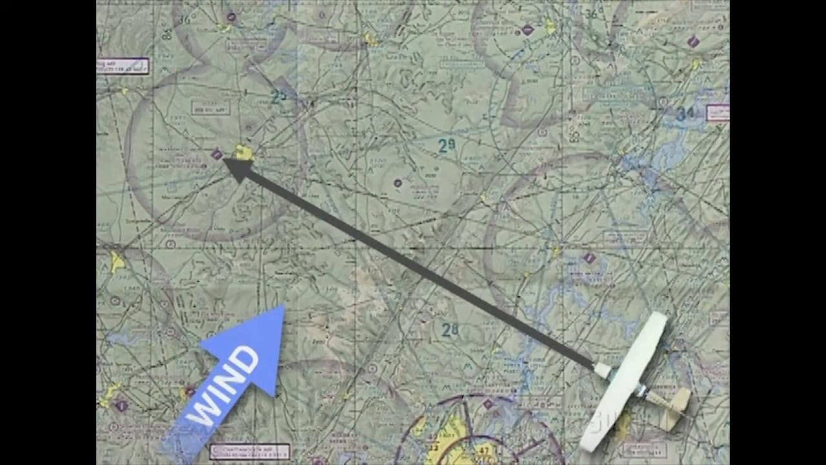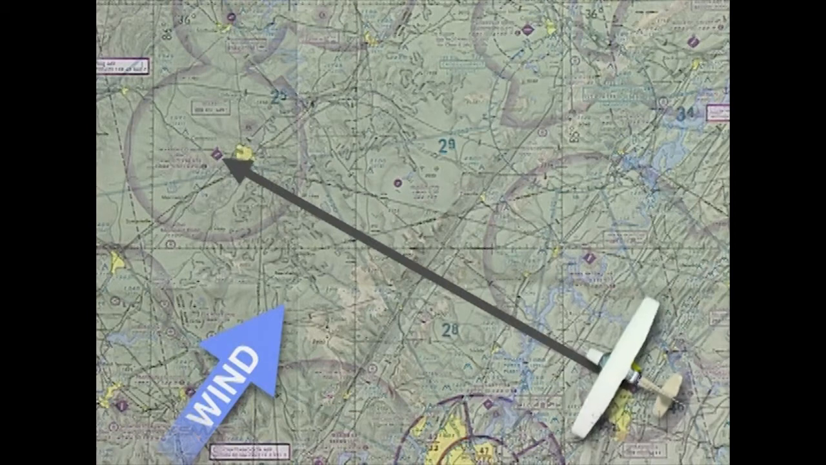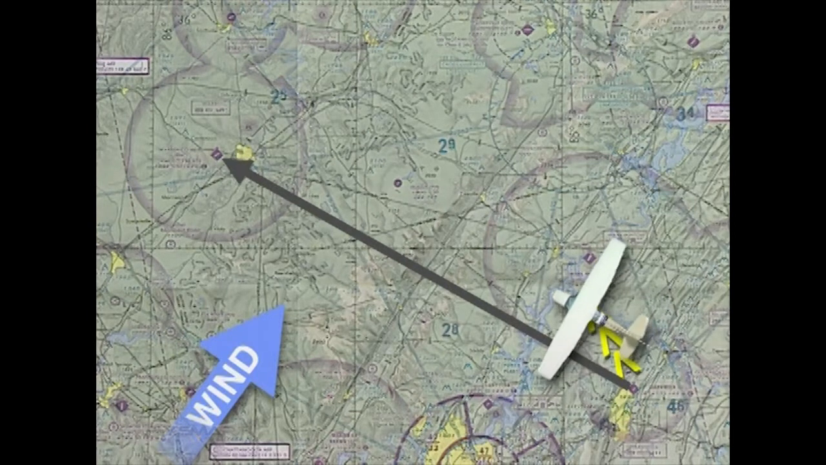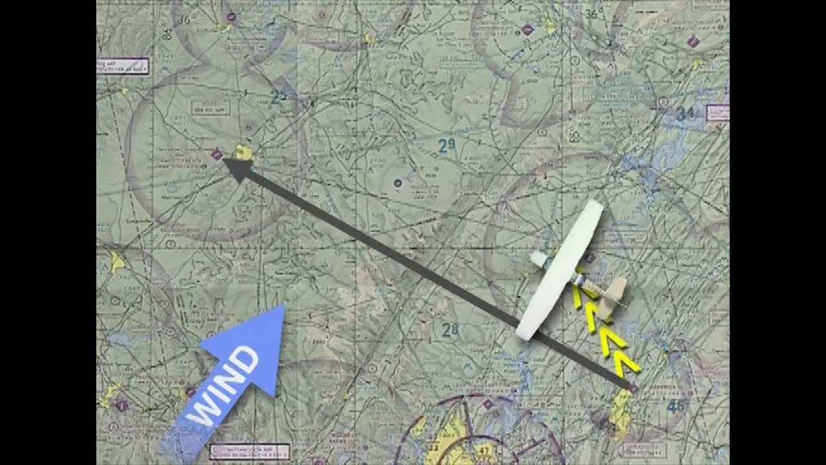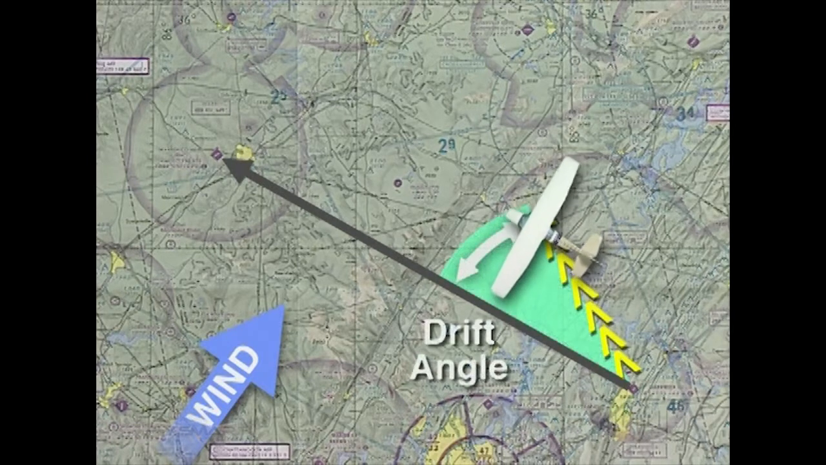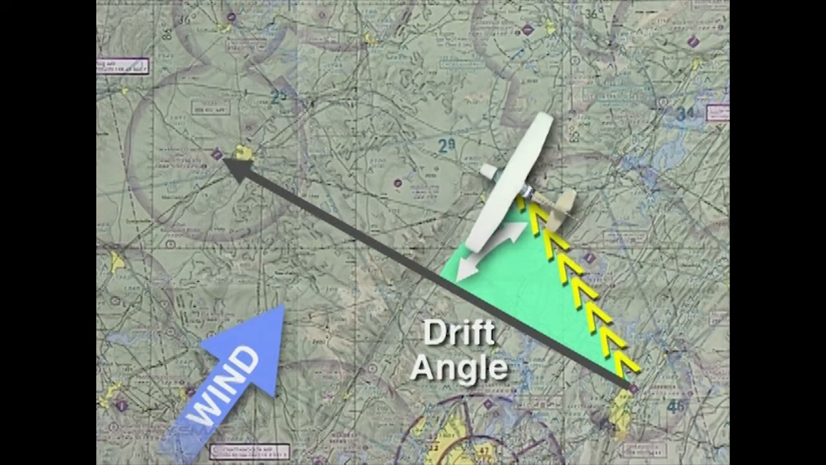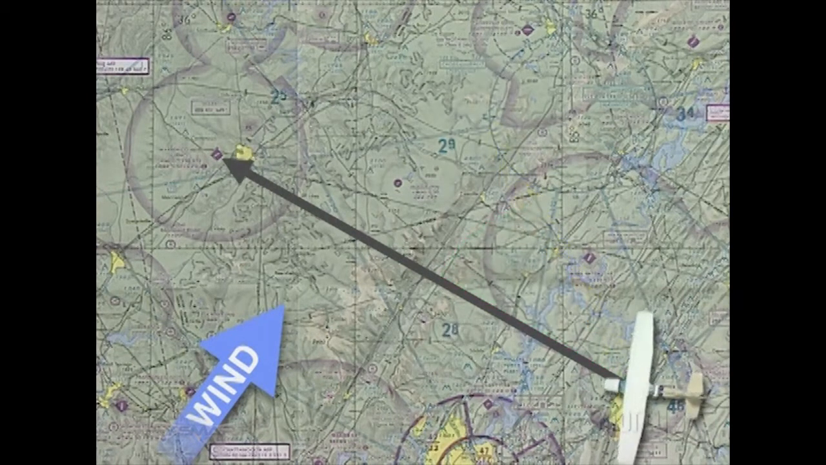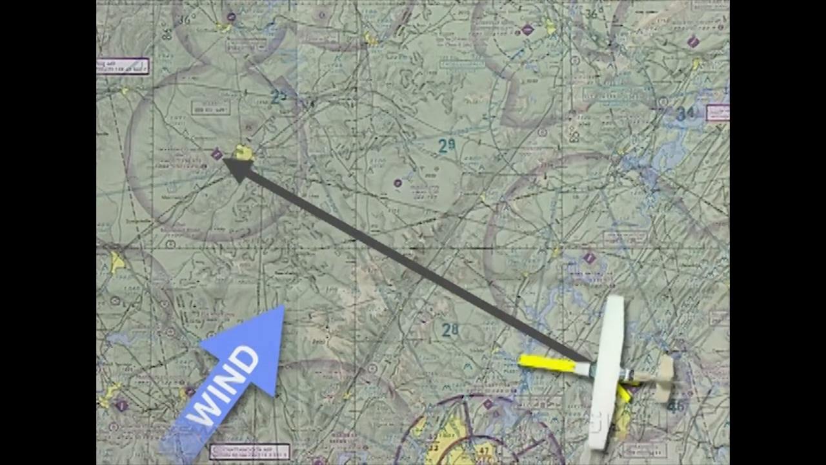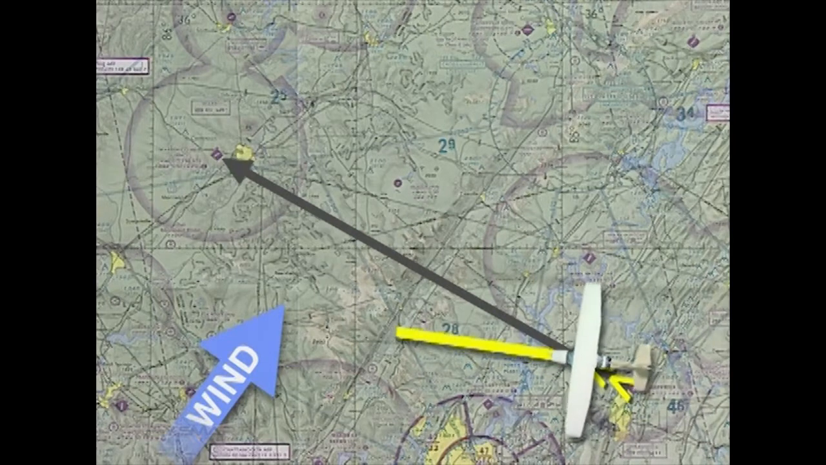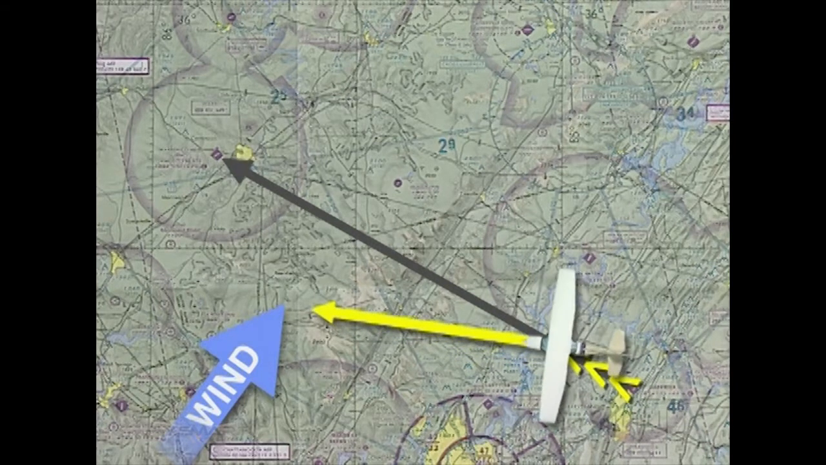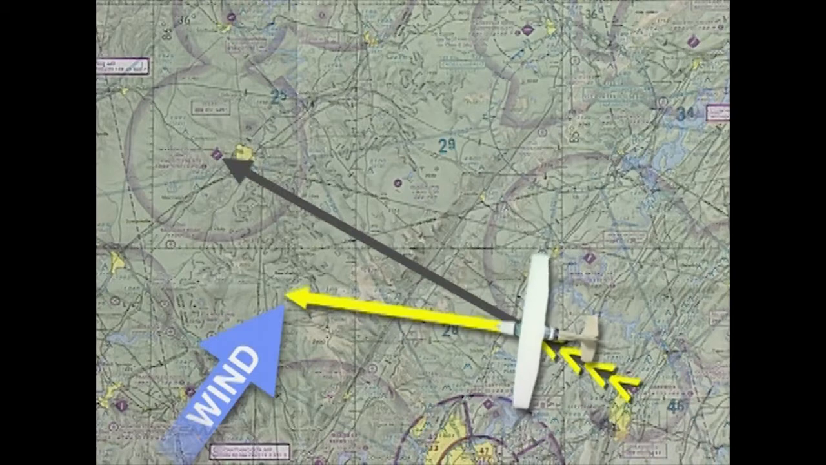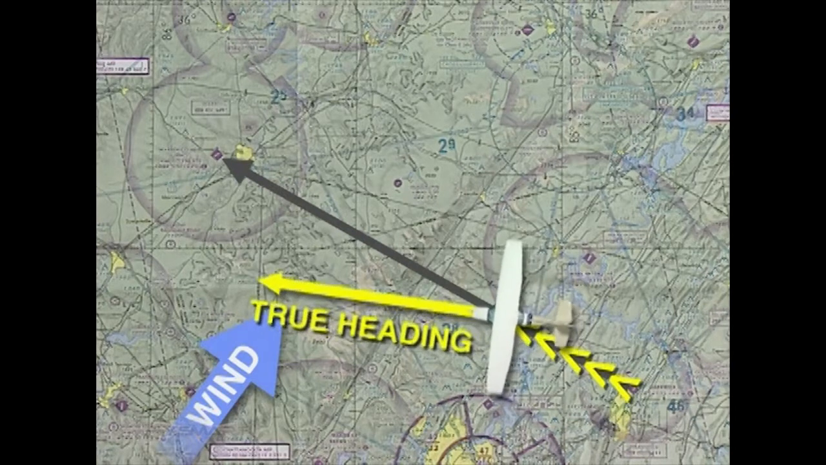While flying from point A to point B, if there is no correction in heading for wind not aligned with the course, the airplane will drift off the intended track. The difference between heading and track is known as drift angle. To offset this unwanted drift, turn the airplane slightly into the direction of the wind. The direction in which the airplane's nose is pointing will be different from the true course. This is called a true heading.